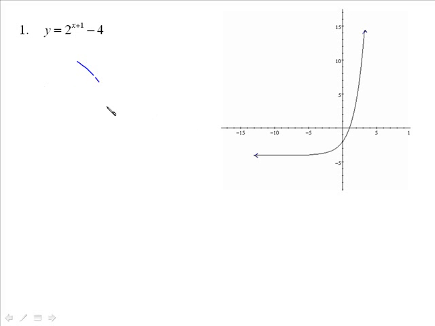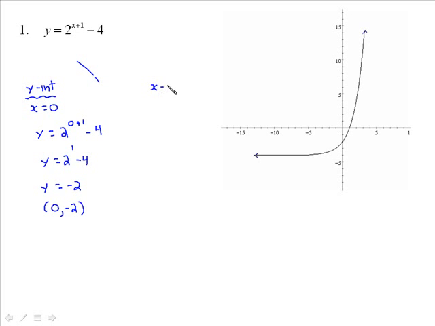Now, the y-intercept is always found for any equation by setting x equal to 0. So you don't think too hard. You just go into the equation, replace x with 0. So therefore we get y is equal to 2 to the 0 plus 1, minus 4. So y is therefore equal to 2 to the 1, minus 4. Y is therefore equal to negative 2. So giving us (0, negative 2), which by inspection of the graph seems totally reasonable.